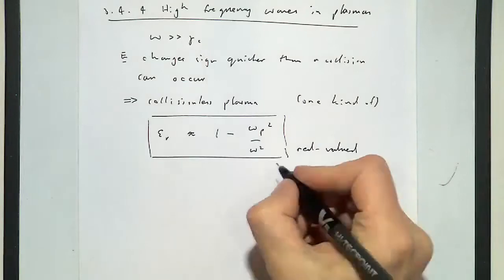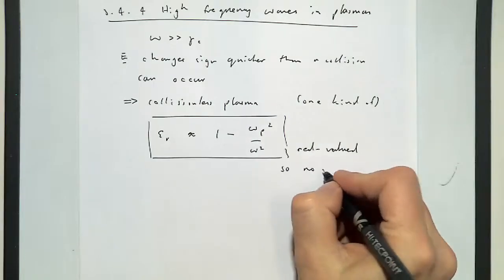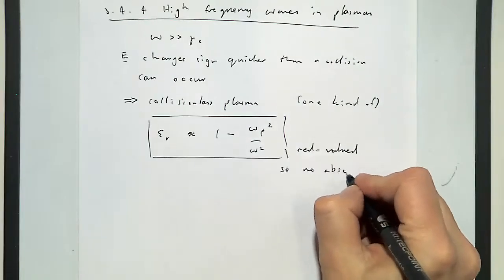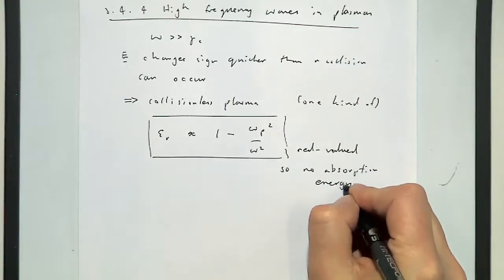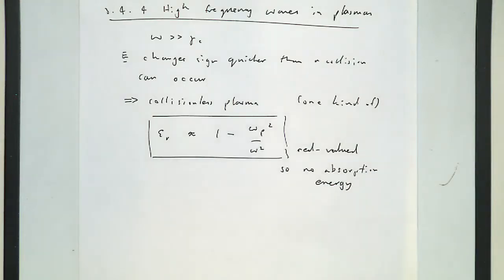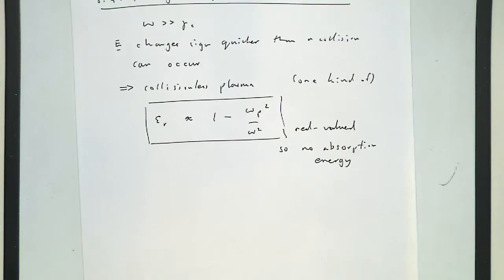So therefore, there is no absorption of energy. This is what distinguishes it from the collisional case. In the collisional case, there is an absorption of energy because there are collisions occurring. Here there is not. That does not mean that we must always have transmission.